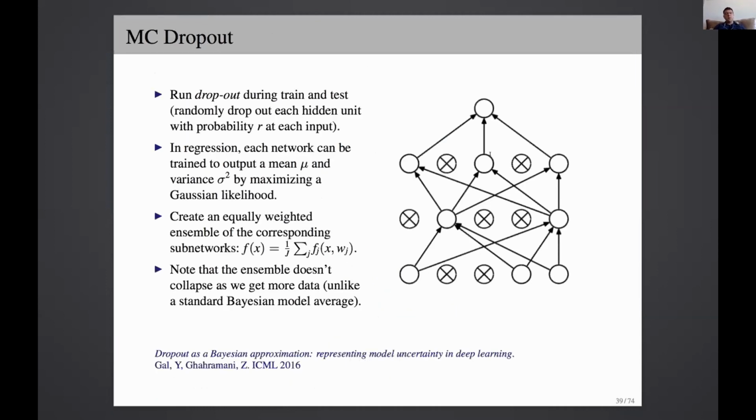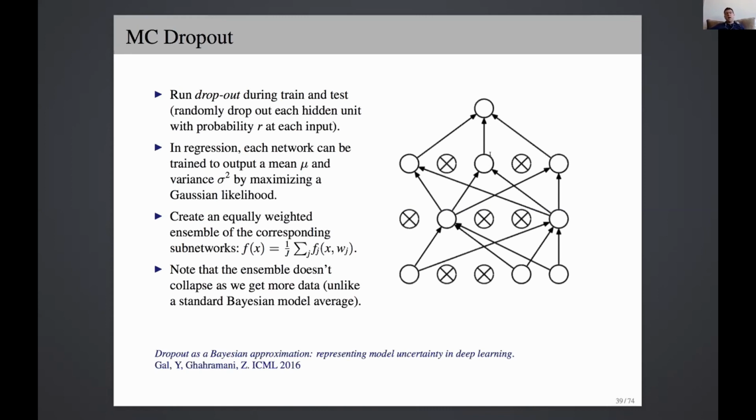MC dropout is also another historically important approach. The idea is to run dropout at train and test, basically randomly dropping out hidden units, each with probability R for each input. In regression, we can have the network output both a mean and a variance, and we can train those just through maximizing, for example, our Gaussian likelihood. And then once we have this ensemble of models created through this dropout procedure, we can just do an average, and this will give us some representation of epistemic uncertainty.